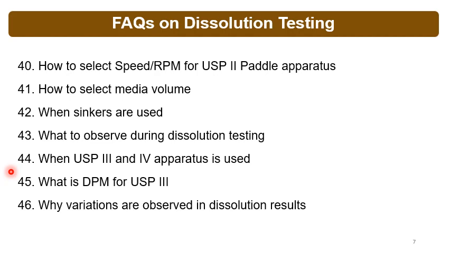When is USP 3 and USP 4 apparatus used? Generally USP 3 and 4 apparatus are used for non-disintegrating type of formulations and also for the formulations containing low soluble or poorly soluble APIs. What is DPM for USP 3? DPM is dips per minute, like RPM for paddle. In the USP 3 apparatus, dips per minute is used. And you can develop a method from 5 dpm, 10 dpm, 15 dpm, 20 dpm. Like this, you can perform the dissolution testing and set the dips per minute.